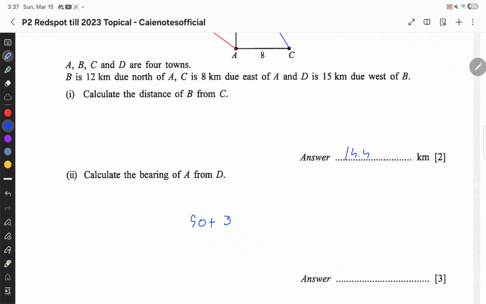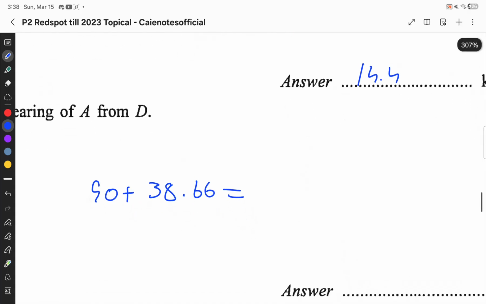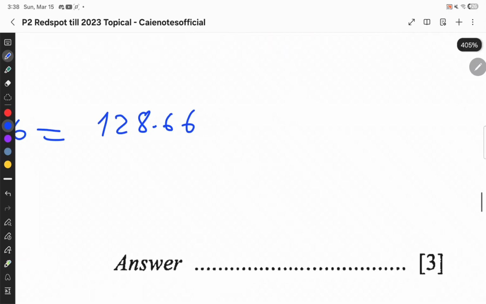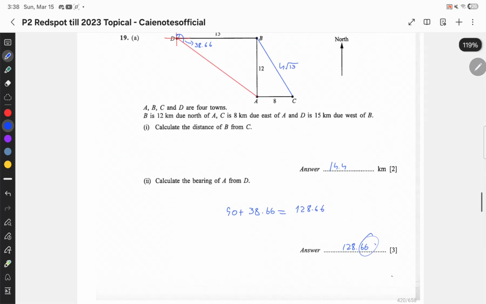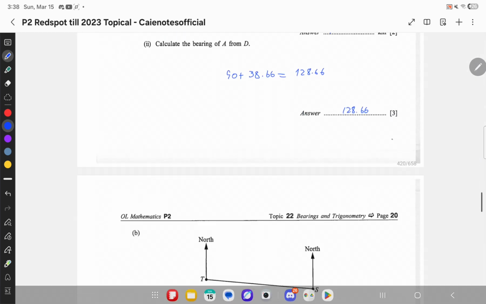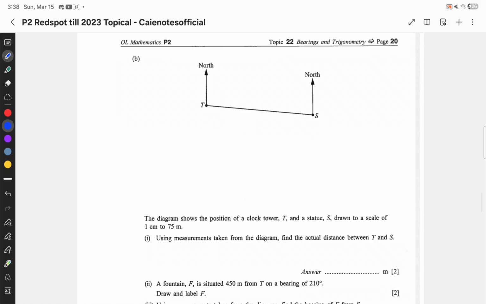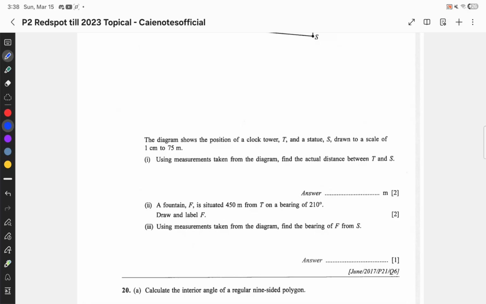Then we do 90 plus 38.66, which gives 128.66. Now this is a bearing. I do not know the ruling about the decimal. Okay, I think we just keep the decimal. If the marking scheme says give it to the nearest integer, then you round it to the nearest integer, obviously.